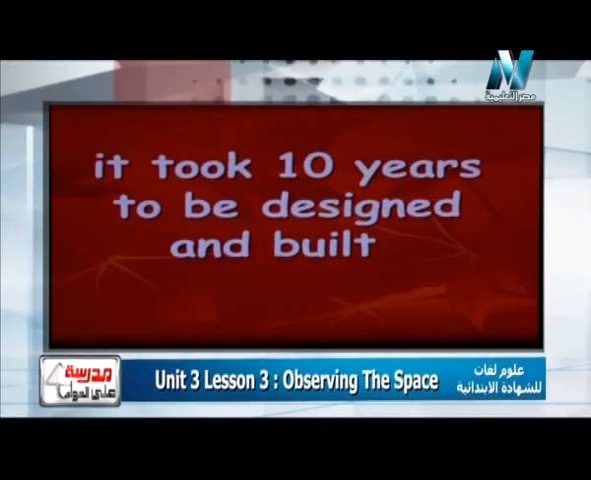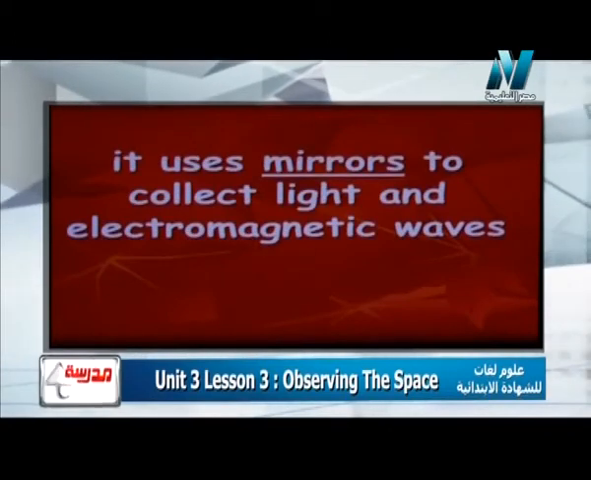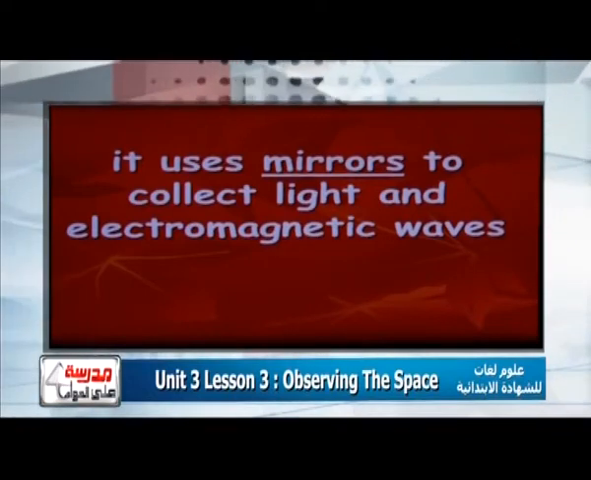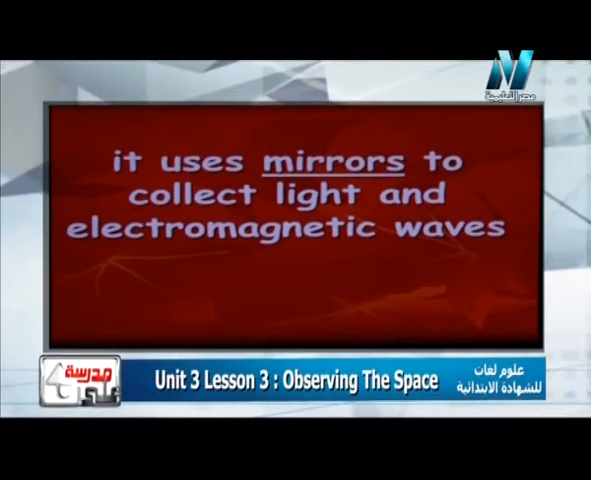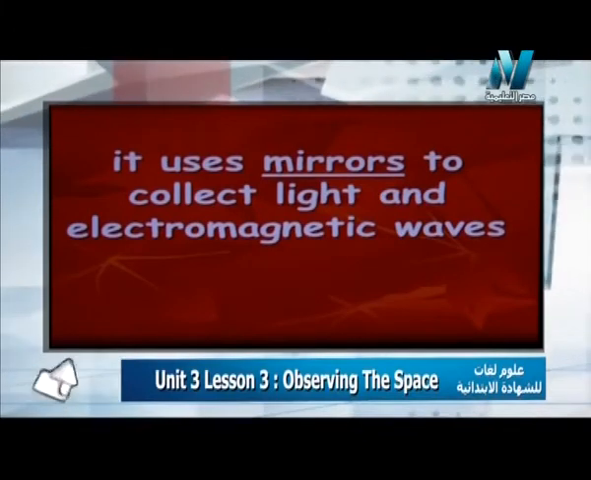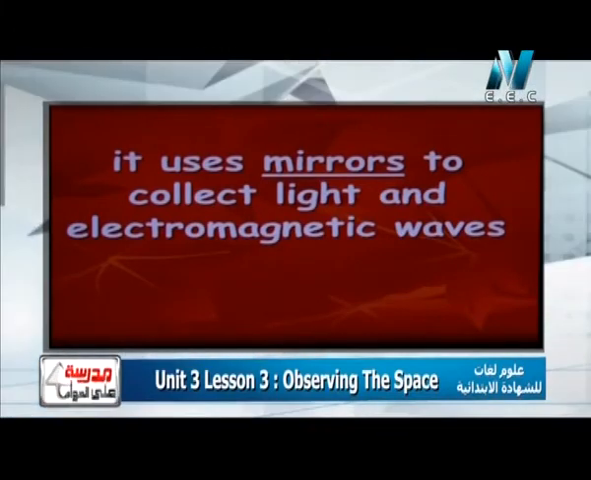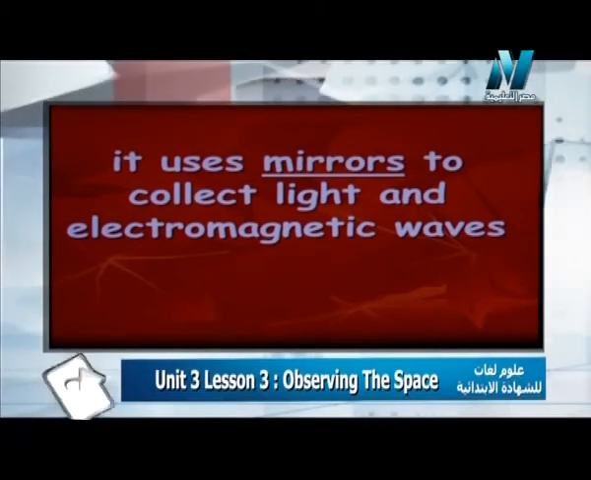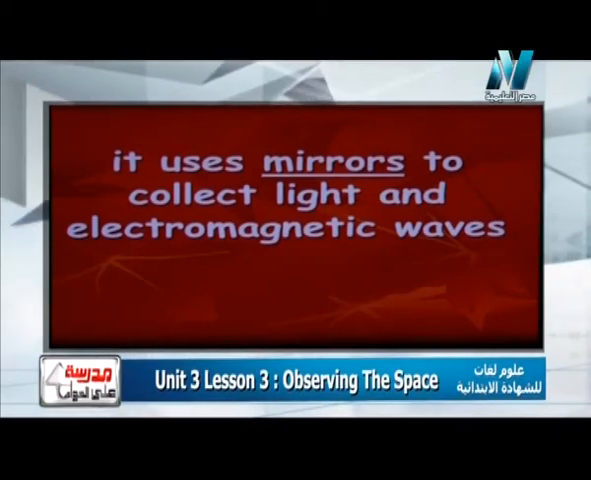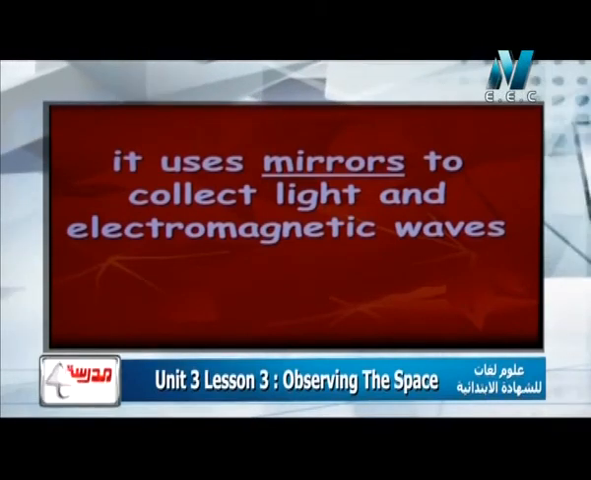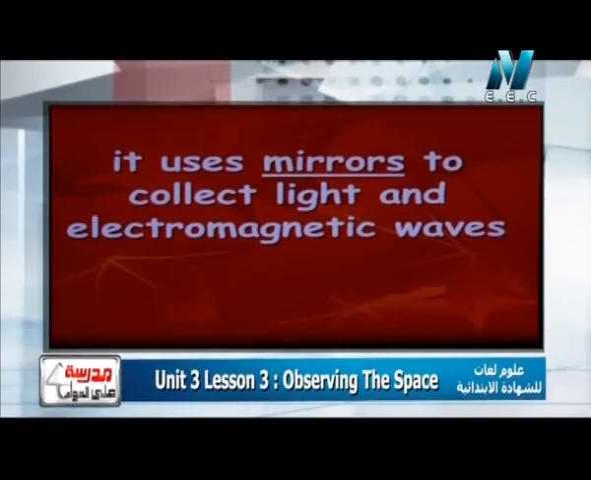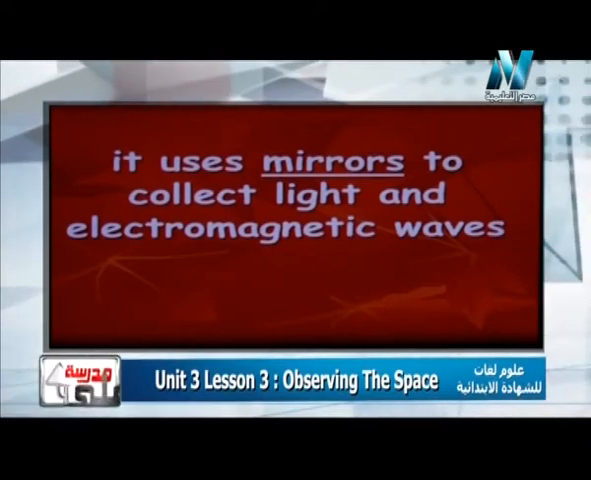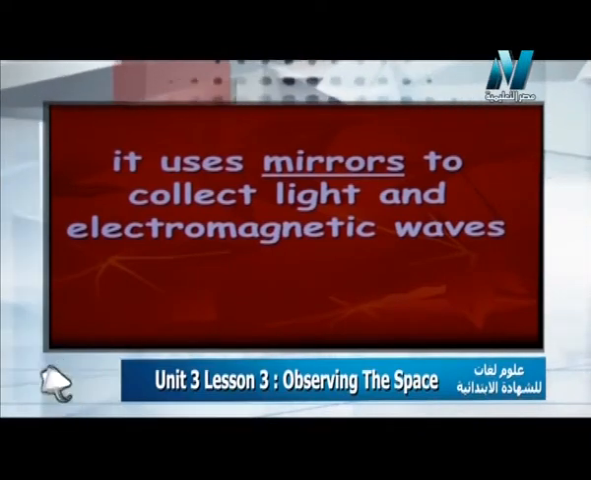It uses mirrors to collect light and electromagnetic waves. It's a very important point. It uses mirrors, not lenses. But what about the telescope of Galileo? Galileo used lenses, not mirrors. But this Hubble telescope is named after a scientist; the scientist's name really is Hubble. It uses mirrors to collect light and electromagnetic waves, not lenses.